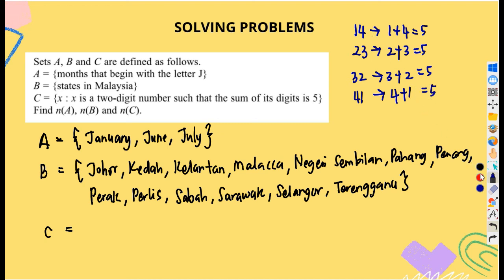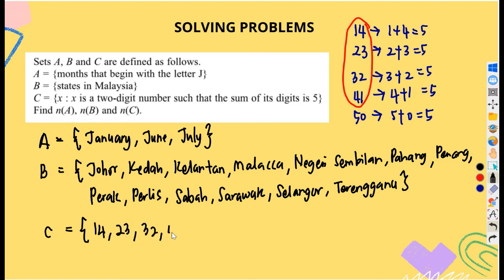So these are the 2-digit numbers where the sum of the digits is equal to 5. Okay, is there anything else? Oh, there is 50. 50 also works. 50 is equal to 5 plus 0, so it's equal to 5. So we also include 50 here. Okay, so we do the listing here. We have 14, 23, 32, 41, and the last one is 50. So these are the numbers.